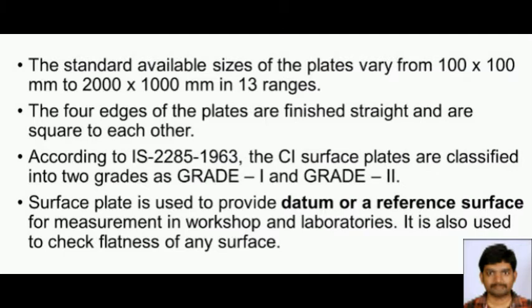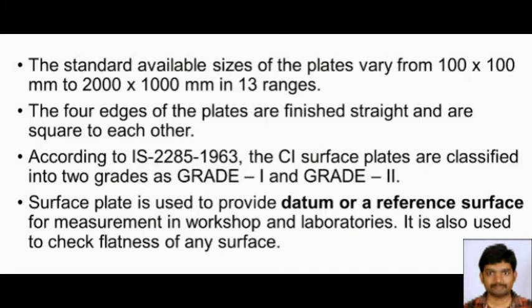According to the Indian standard, surface plates are made of cast iron and are classified into two grades, grade 1 and grade 2. Depending upon the requirement, if it is for inspection or calibration grade, we should go for grade 1. If it is for measurement of flatness or straightness, we can go for grade 2. And the surface plate is used to provide a datum or reference surface in most of the measurement activities carried out in machine shops.